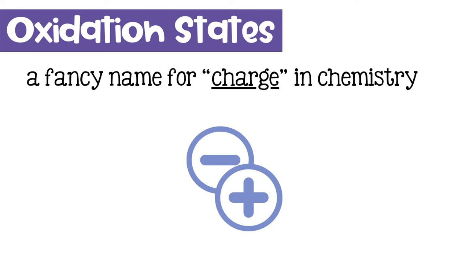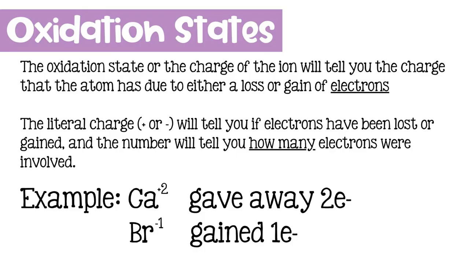We know that cations have positive charges and anions have negative charges. We call those charges oxidation states. The oxidation state or charge of the ion tells you the charge that the atom has due to gaining or losing electrons. For example, calcium gives away 2 electrons to form a positive 2 charged cation. Bromine, on the other hand, gains an electron, making its oxidation state -1. It is an anion with a -1 charge.